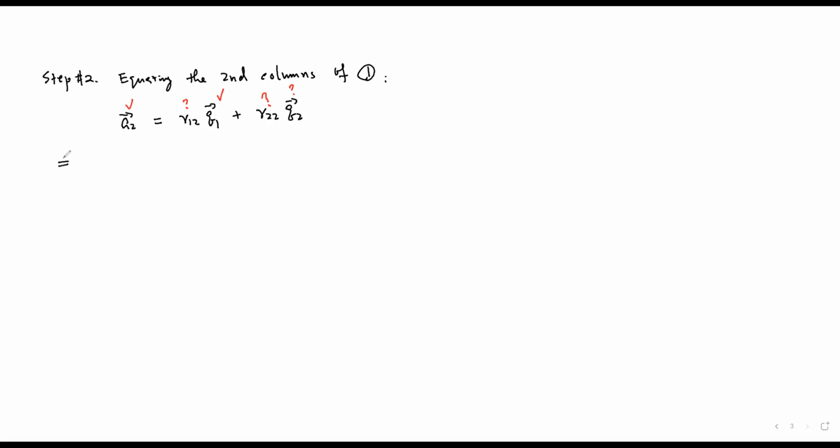Now let me get R12 first. How to get R12 first? Take the inner product of this equation with Q1. I know Q1. Now we have Q1 dot A2, the inner product. Take a review.